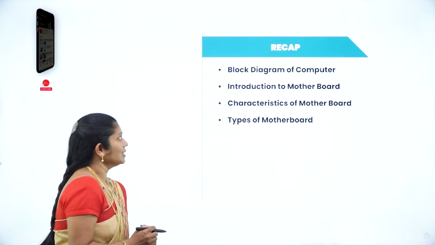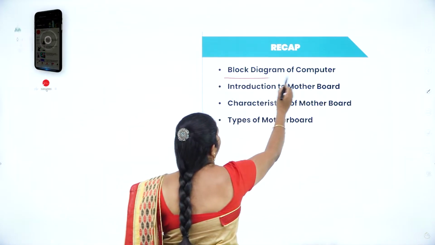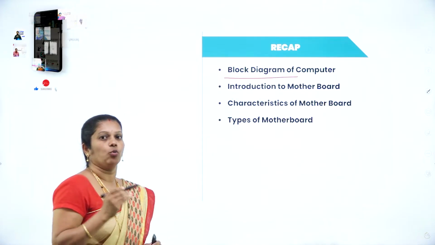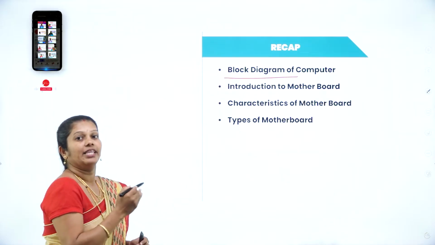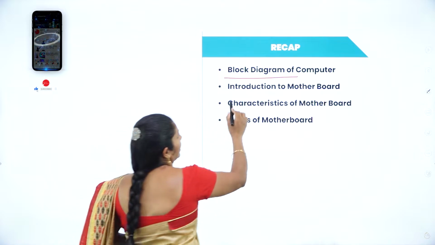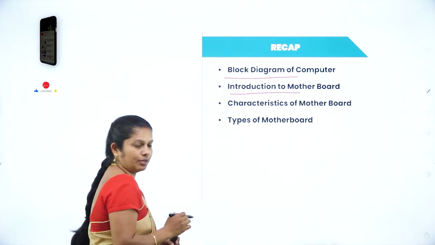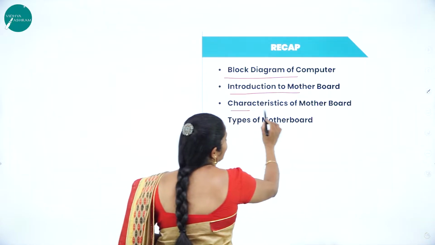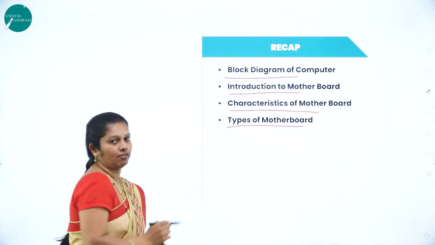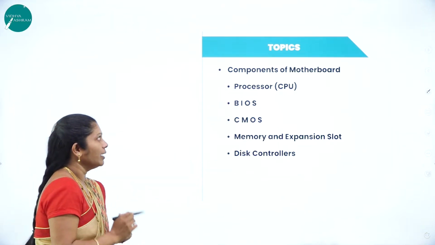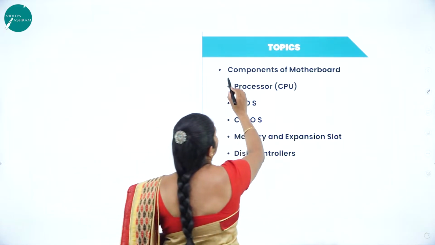In the previous class, you studied the block diagram of a computer: what is an input device, output device, CPU, memory devices, then the introduction to the motherboard, with the characteristics of the motherboard as well as the types of motherboard. Today you will come to know the components of the motherboard.